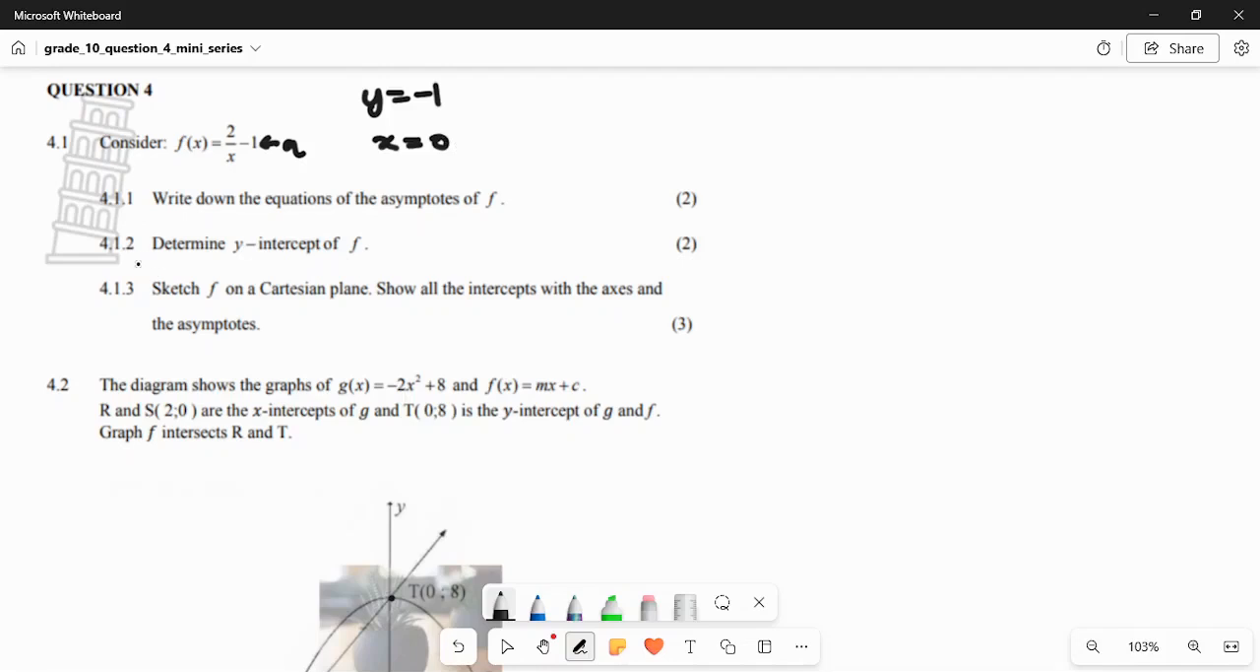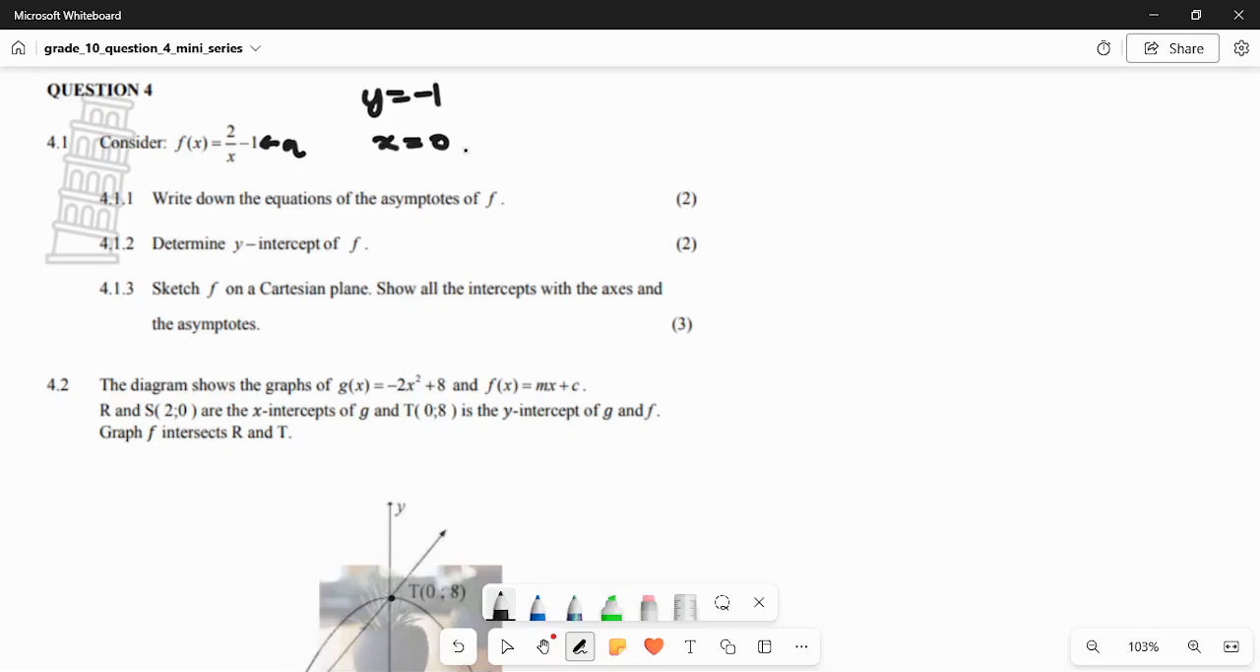Question number 4.1.2, determine the y-intercept of f. To find the y-intercept, we let x be equal to 0. Notice that we only have x in the denominator, and we cannot divide by 0. That whole expression will be undefined. So we do not have a y-intercept for this function.